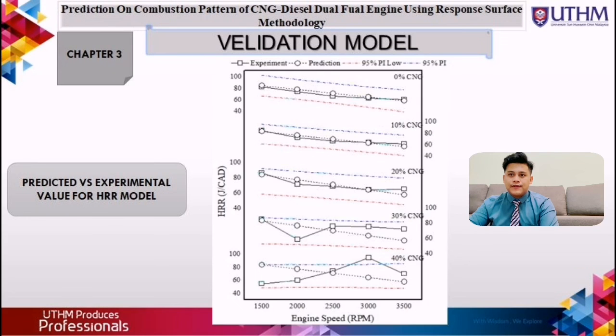The last one is the confirmation test for heat release rate. From the view of the prediction model, a few points were recorded outside the prediction interval, especially at 30% and 40% of CNG fractions at engine speed 2000 rpm. There are 2 points outside the prediction interval due to errors detected. A large difference is shown at 40% of CNG fraction at 1500 and 3000 rpm. Other than that, 2 points at 30% at 3000 and 3500 rpm show a minor difference between prediction data and experimental data.